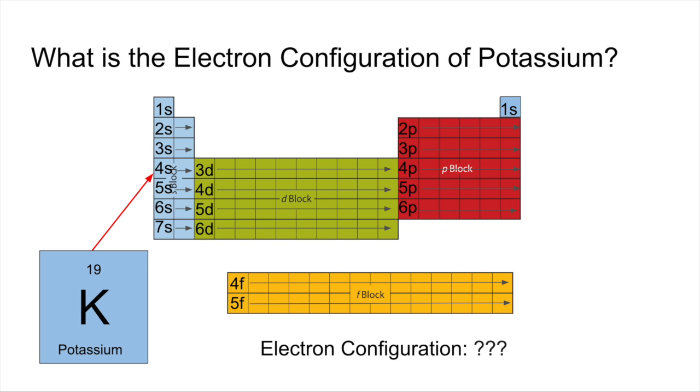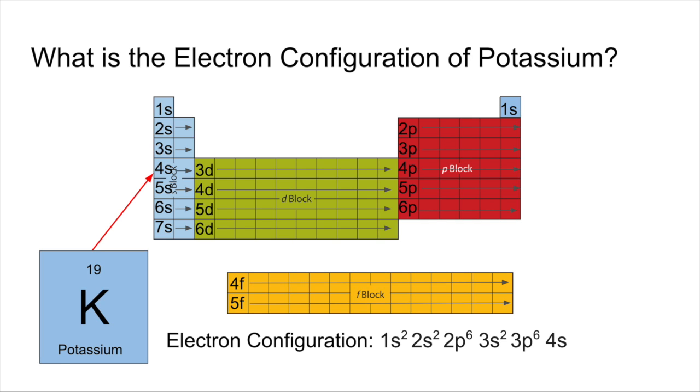So try this one. What is the electron configuration of potassium? Again, pause this video and try this on your own. Okay, so let's go over this question. The electron configuration of potassium is 1s2, 2s2, 2p6, 3s2, 3p6, 4s1.